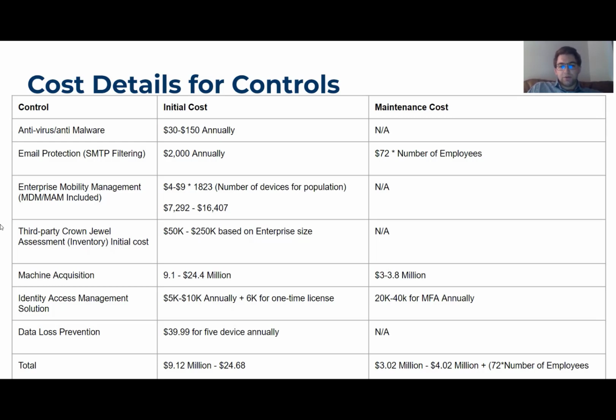And that would bring the total initial cost anywhere from about $9.12 million to $24.68 million, and the maintenance cost from about $3.02 million to about $4.02 million, plus the number of employees times 72. With that being said, the total cost would range between $12 million and almost $27 million for the initial controls and devices and hardware to set up the new Vera system.